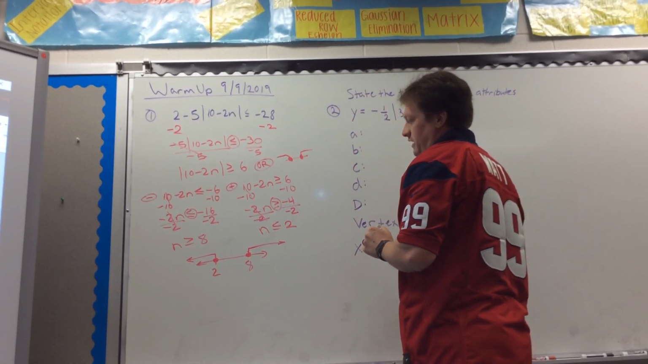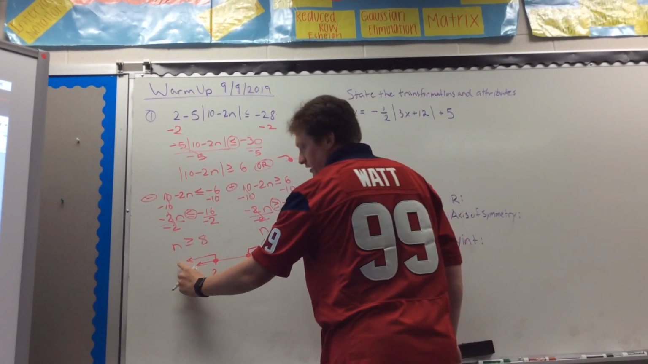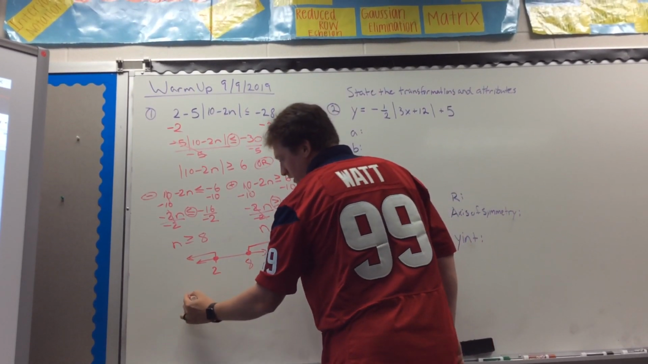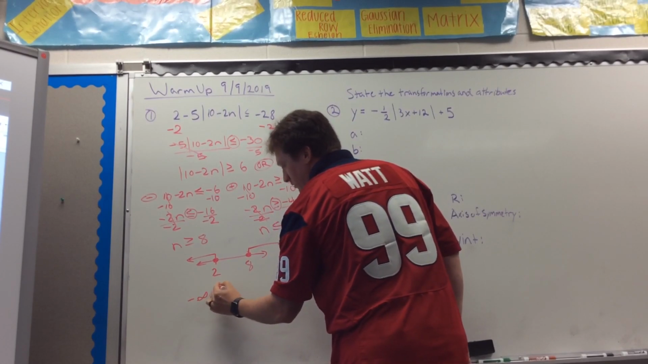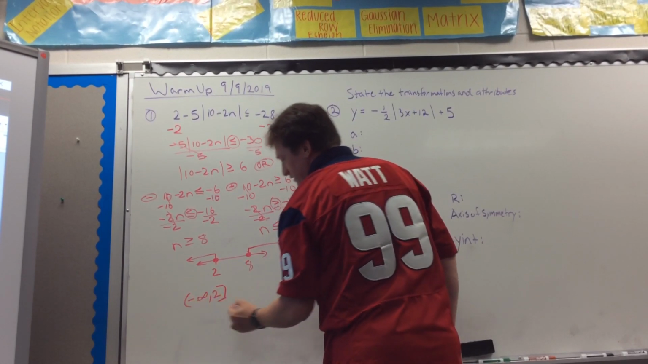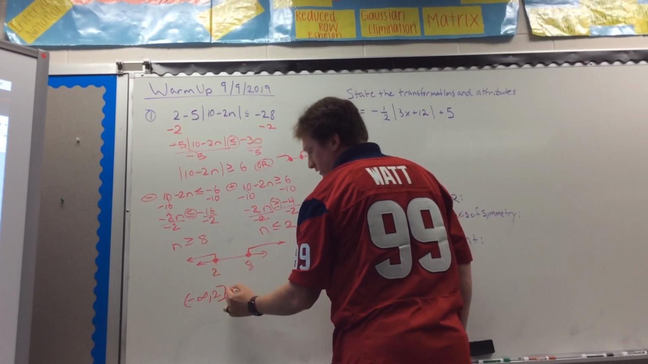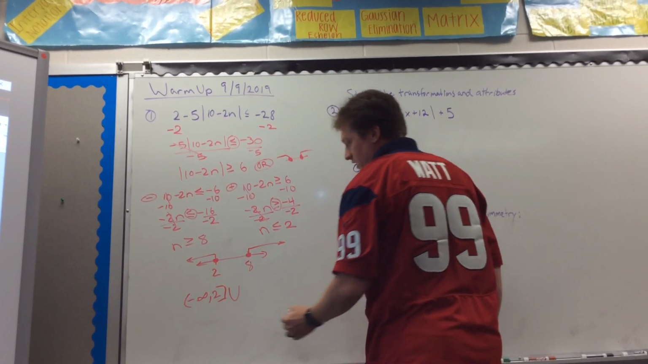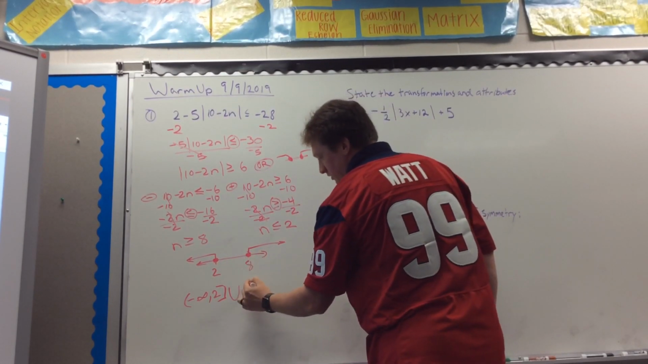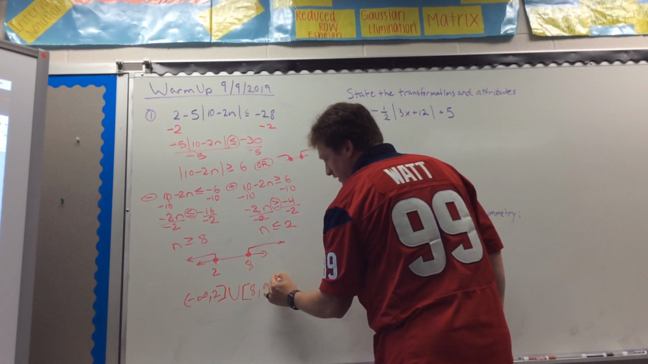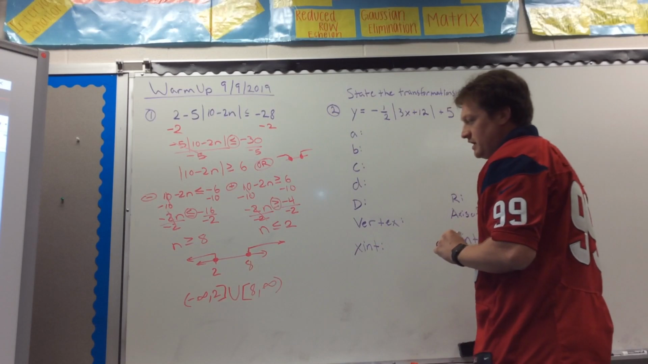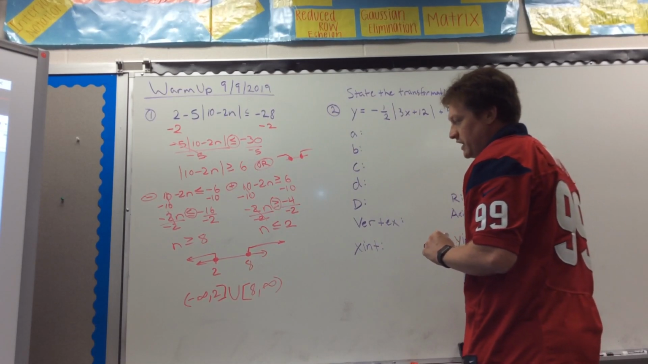We need the interval notation. So if we're starting on the left side, we're touching an arrow. We're going to go from -infinity all the way up to 2 with a bracket. The infinity gets a parenthesis. You have a gap right here, so you put the or symbol. Then we go to 8 with a bracket, and we go all the way out to infinity. This is interval notation. Same thing can be done with set builder notation.